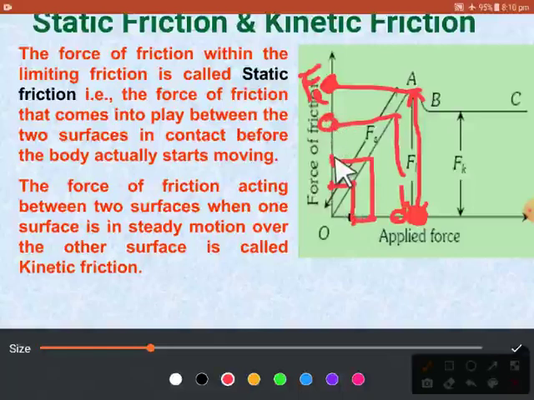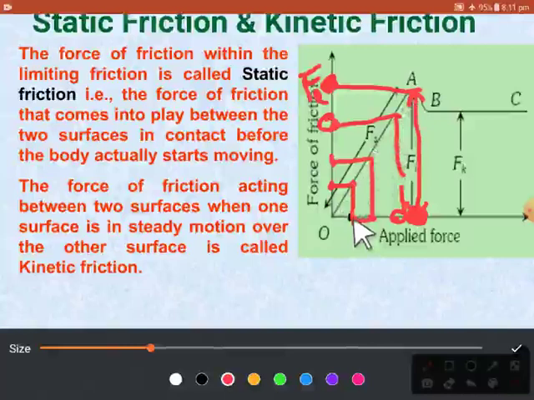Static friction means what? The body doesn't start its motion. That means the body doesn't actually start moving over another surface. That type of force of friction which arises between the two surfaces in contact, when the body has not yet started moving over another body, we call static friction. So this static friction will be shown with this graph. It is a straight line having some slope.